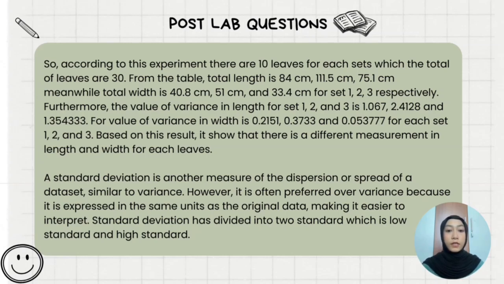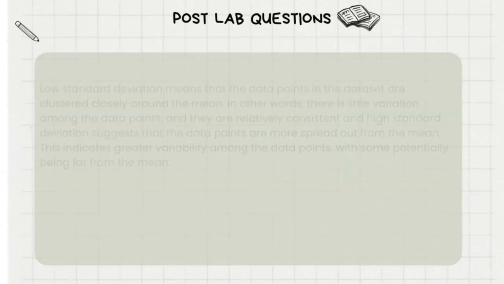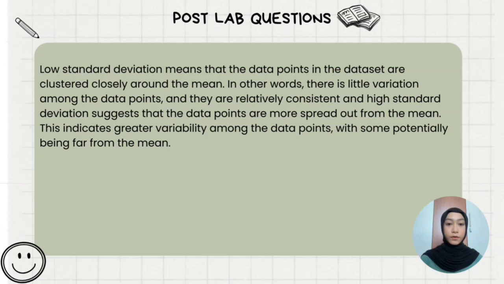A standard deviation is another measure of the dispersion or spread of a dataset, similar to variance. However, it is often preferred over variance because it is expressed in the same units as the original data, making it easier to interpret. Standard deviation is divided into two types, which are low standard deviation and high standard deviation. Low standard deviation means that the data points in the dataset are clustered closely around the mean. In other words, there is little variation among the data points, and they are relatively consistent.